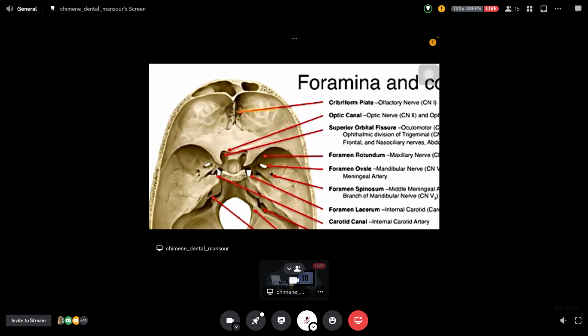And as you can see here, we have the internal acoustic meatus. In the internal acoustic meatus, you have the passage of the facial nerve, the cranial nerve 7, and this meatus will also allow the passage of the vestibulocochlear nerve, so the cranial nerve 8. All right. This is a whole recap for the foramina and the bundles' content, so the vessels and the nerves, the cranial nerves especially.